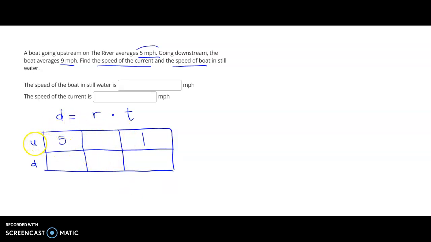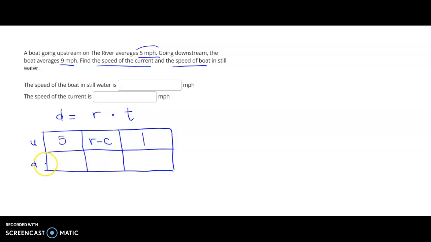Now, when we're going upstream, we're going to have the rate of the boat, but think about trying to go upstream. I don't know if you've ever paddled in a boat. When you're going upstream, you're going against the current, and so it makes sense that you'd be going slower. And so you need to subtract the current because it's going to slow you down.